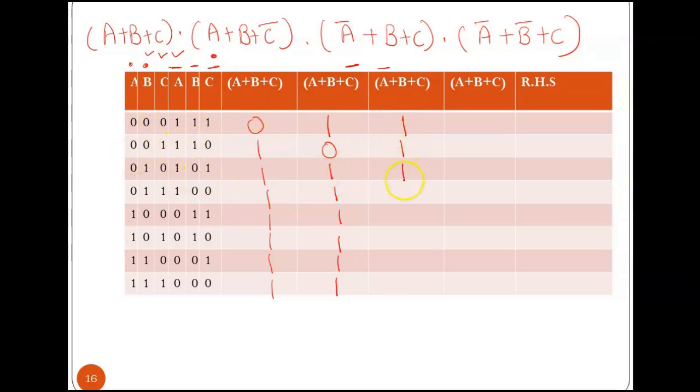Then 1, 0, 1 is 1. Then 1, 1, 1 is 1. And here only you have 0. And rest everywhere you have 1.